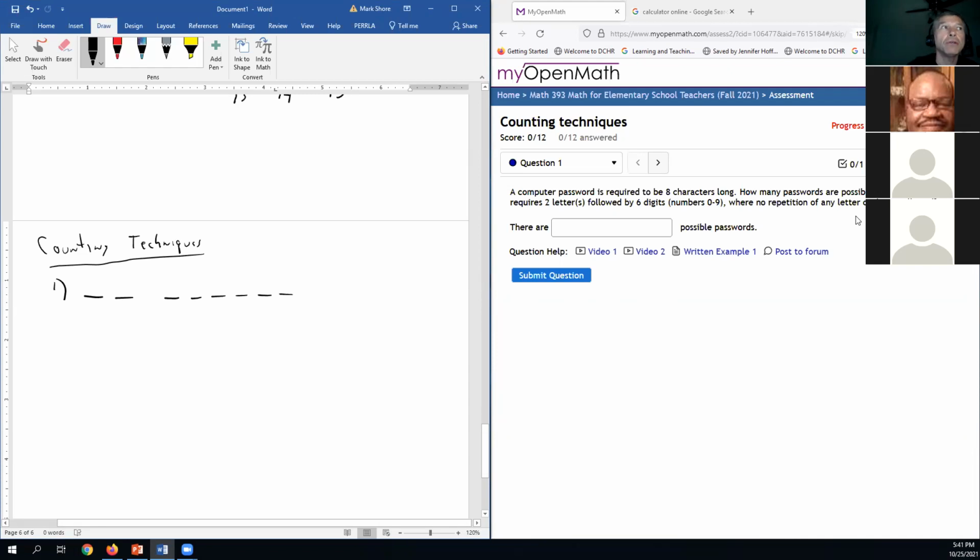Okay, so if you don't know, there's 26 letters in the alphabet. So the choices of the first letter is 26. Now, since it says no repetition of any letter or digit is allowed, that means how many choices are there for the second letter? 25. That's right. Because no matter what letter shows up here of the 26, it can't appear again. So there's 25 options right here.